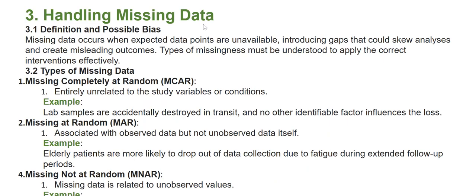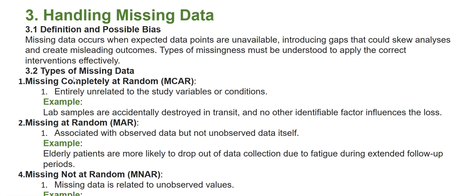Handling missing data. Definition and possible bias, errors. Missing data occurs when expected data points are unavailable, introducing gaps that could skew analysis and create misleading outcomes. Types of missingness must be understood to apply the correct interventions effectively.